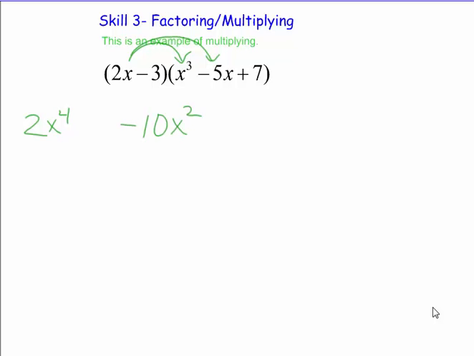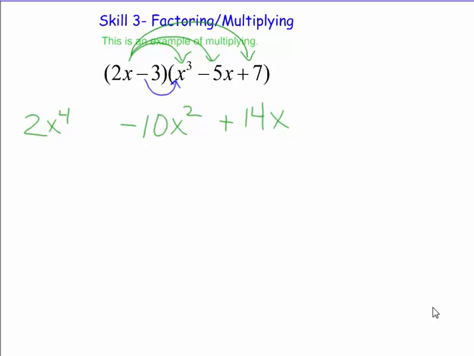You notice I left a little space there because I don't have any x cubes. There's a reason for that. And the positive 2x times the positive 7 is the positive 14x. Now sometimes you can just keep on writing it down all in a straight line, but I was shown this way and I thought it's pretty cool.